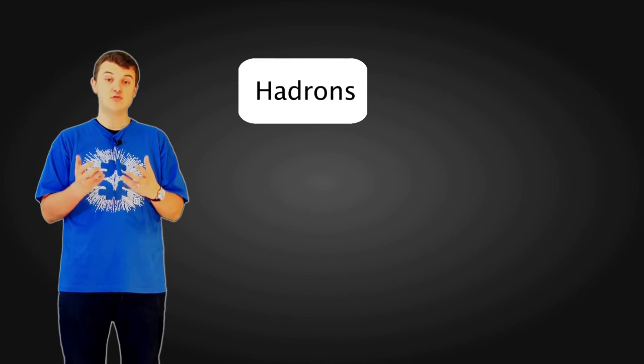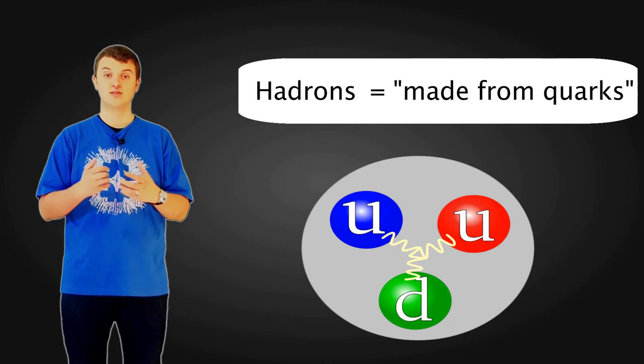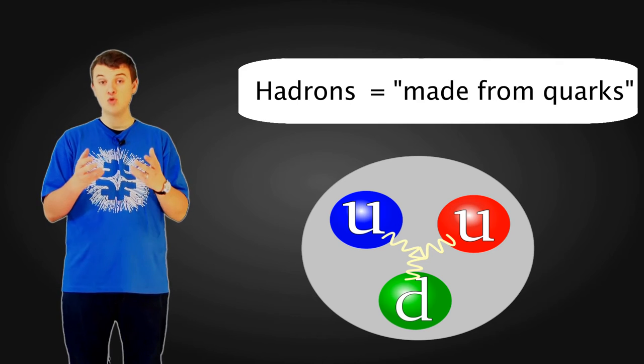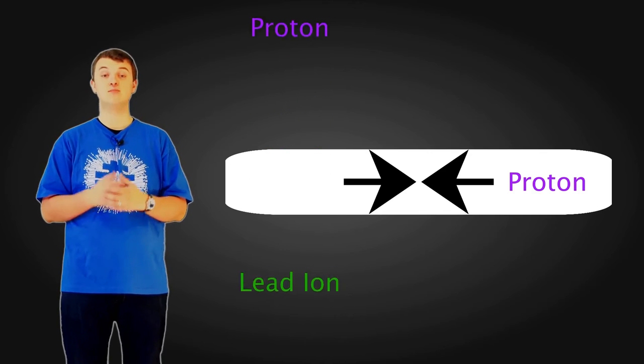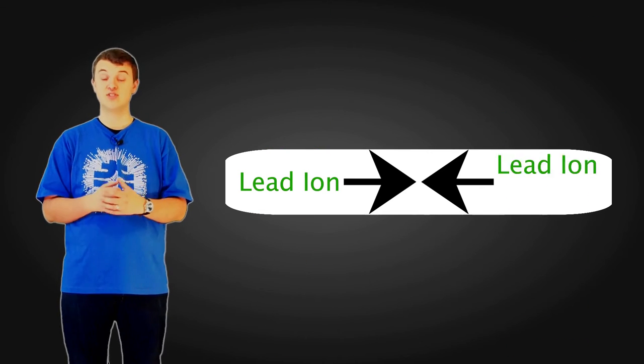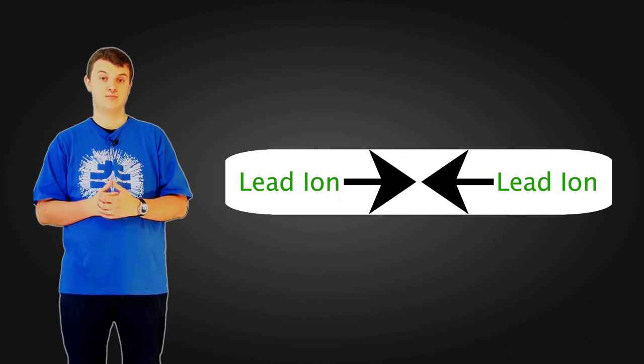It's called the Large Hadron Collider because, well, it collides hadrons, which is a general term for particles made from quarks. Most of the time, the LHC collides two beams of protons, but one or both of those beams can be swapped out for heavy ions such as lead ions.